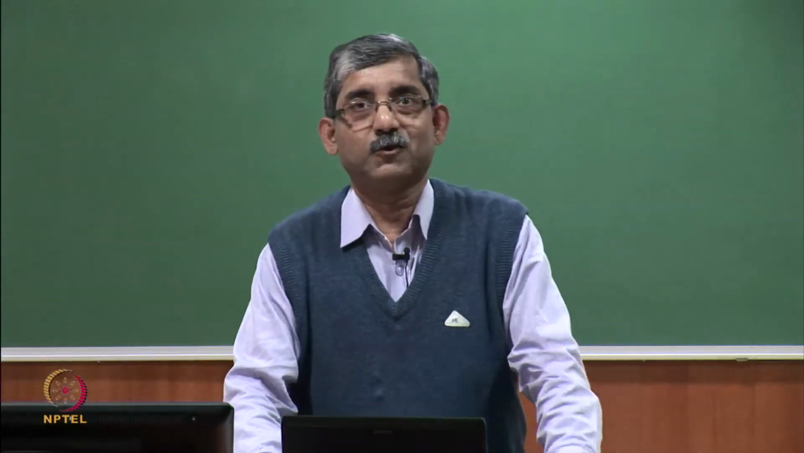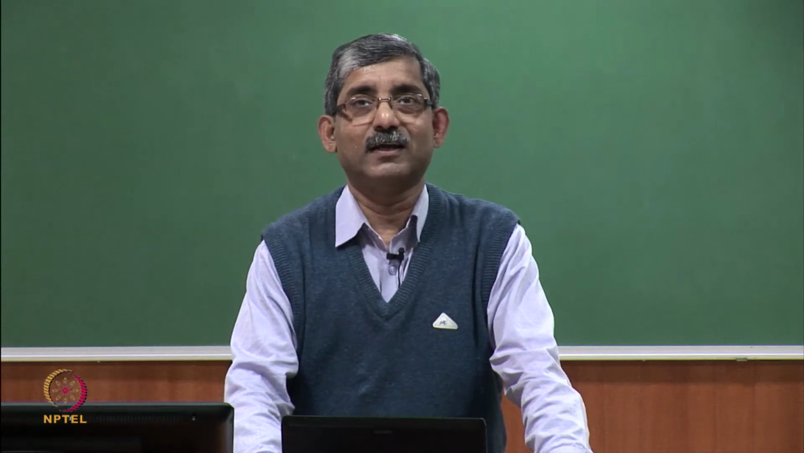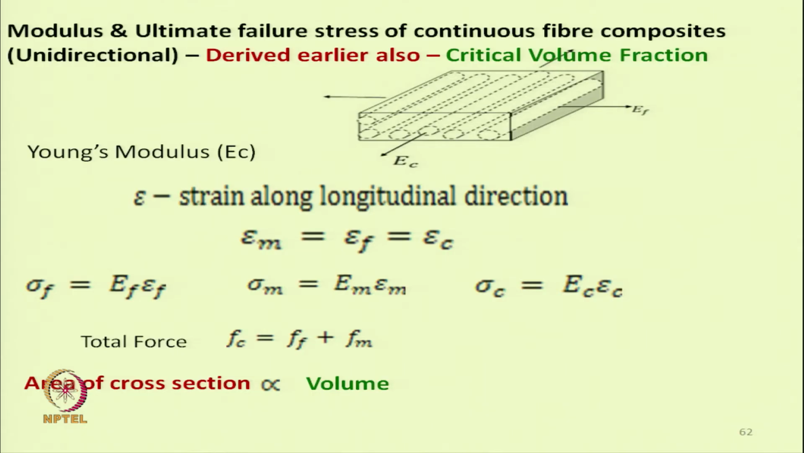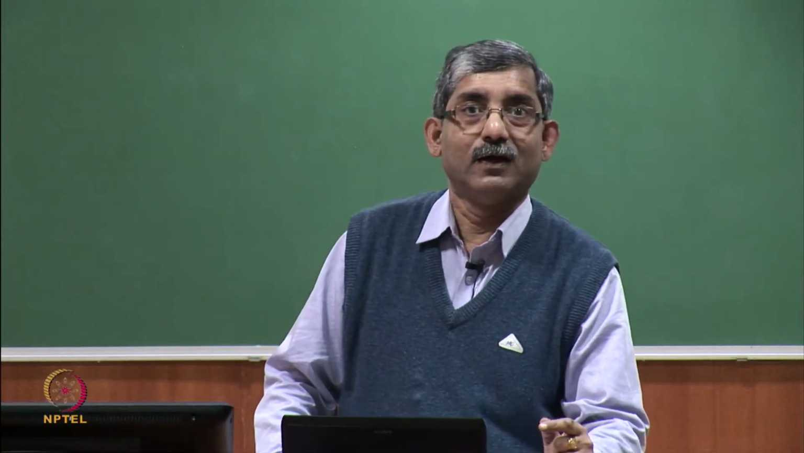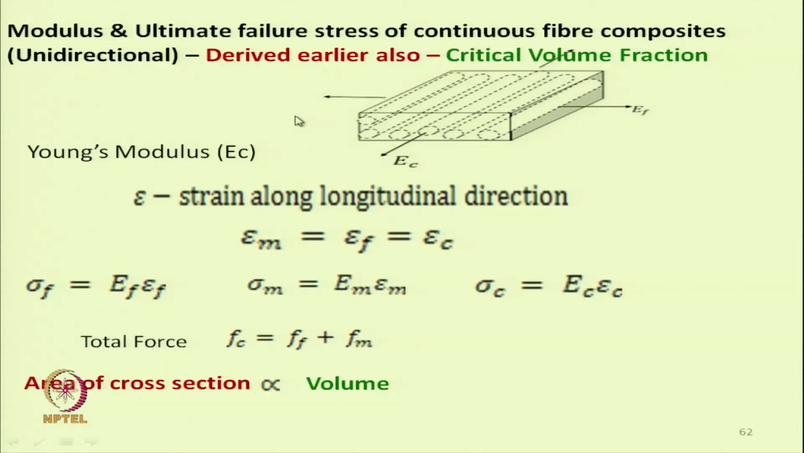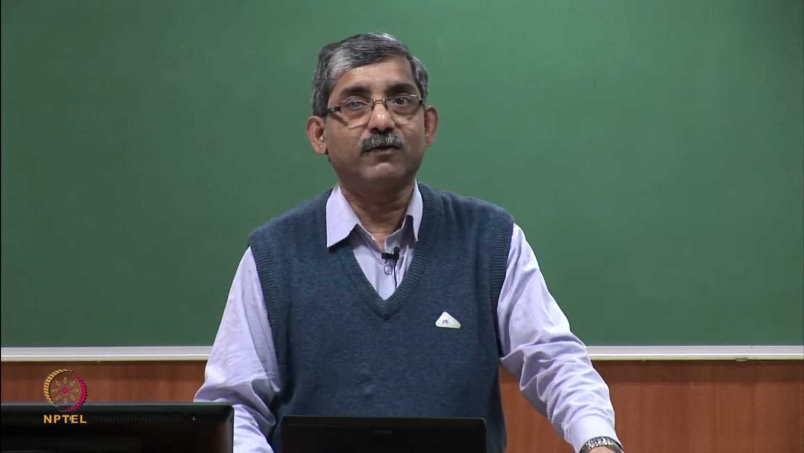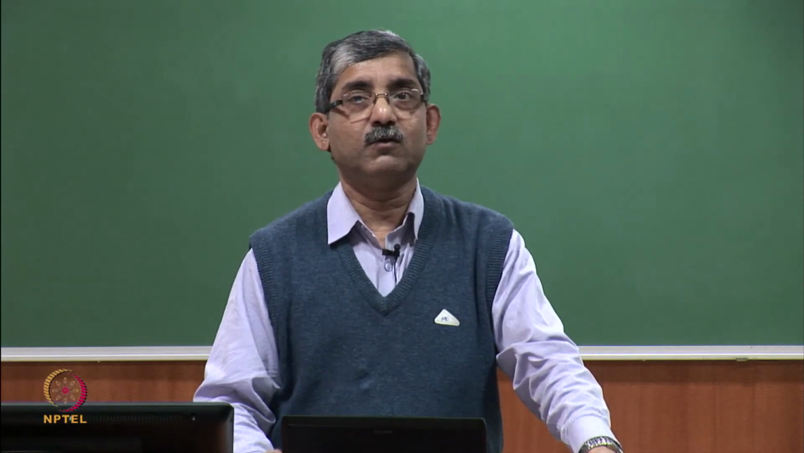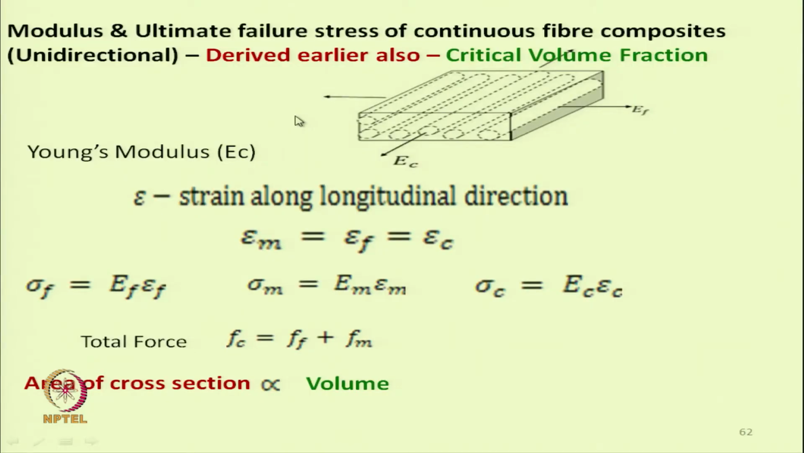Hello everyone. So, we will continue with the textile reinforced composite. In last class, we have discussed the critical length, and now we will discuss how to calculate the modulus and ultimate failure stress of continuous fiber composite, like unidirectional composite, knowing the stress strain characteristics of both matrix material and the reinforcing material.